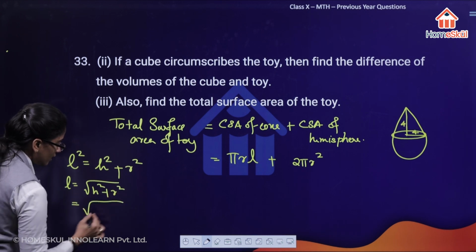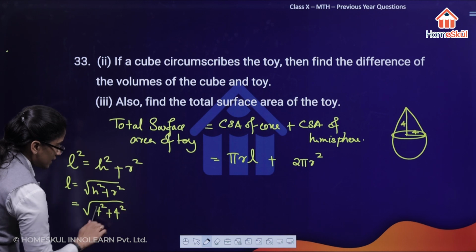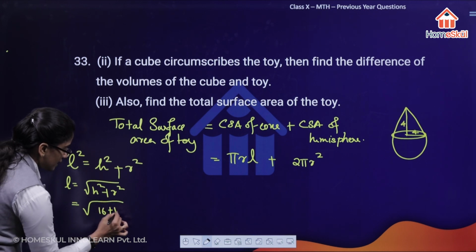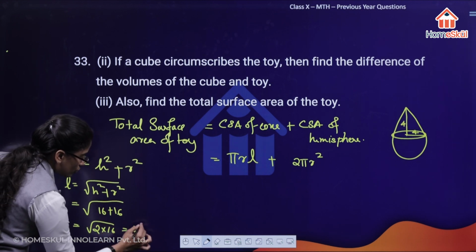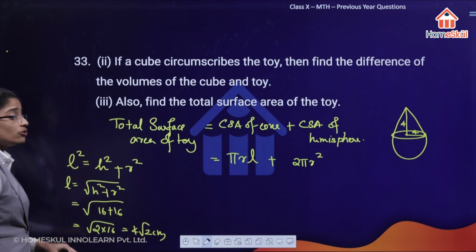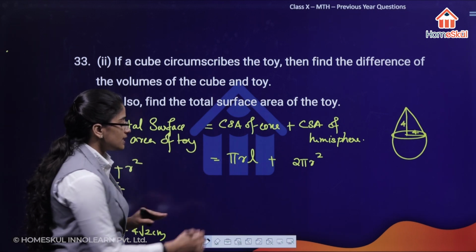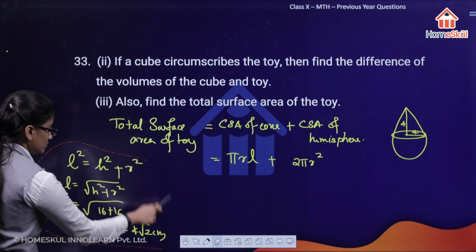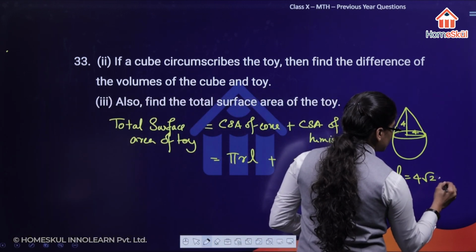What is the value of h and r? It is 4 centimeter. So, 4 square plus 4 square, that means 16 plus 16, isn't it? That is 2 times 16, which means it is 4 root 2, right? It is 4 root 2 centimeter is the value of slant height, okay? So, l is equal to 4 root 2 centimeter.